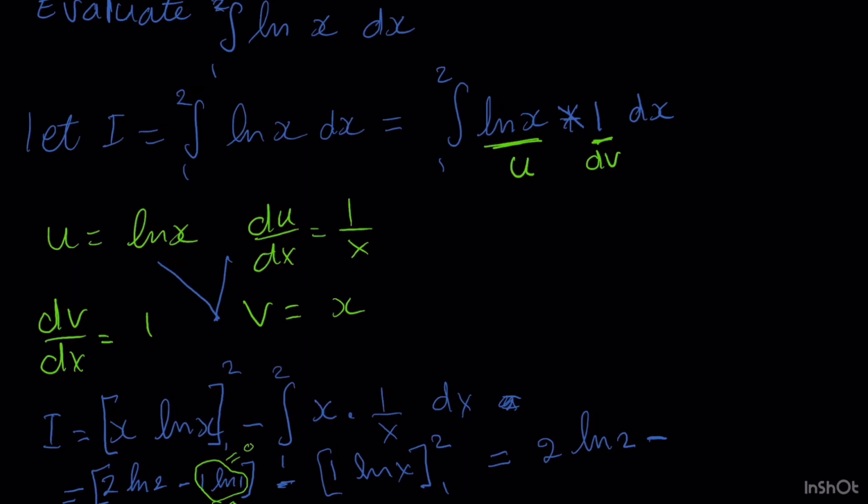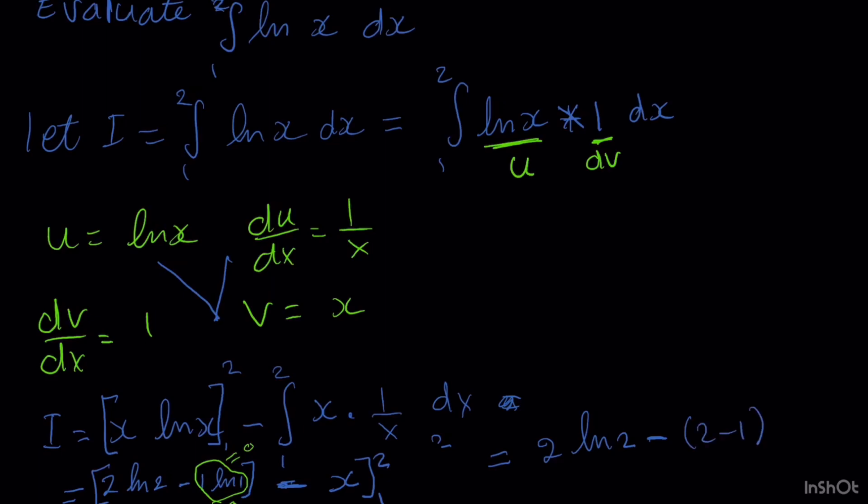Sorry, it's not ln x, yeah. Actually, sorry, I have a mistake here. It's minus x, not ln x. That ln x mixed up with the step before. Okay, so minus x from 1 to 2. So that means 2 minus 1, which is 1. So 2 ln 2 minus 2 minus 1.